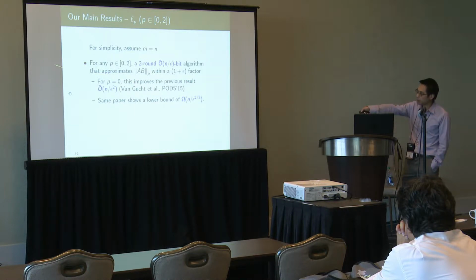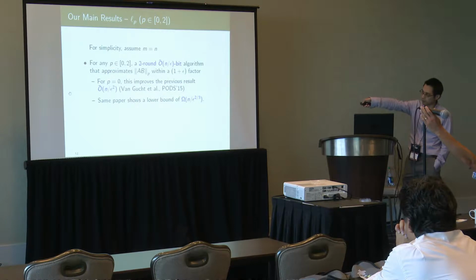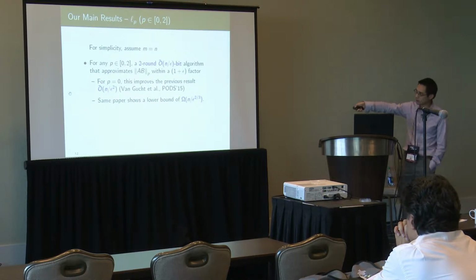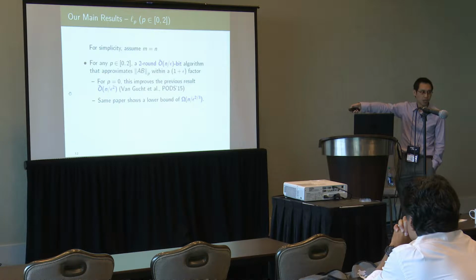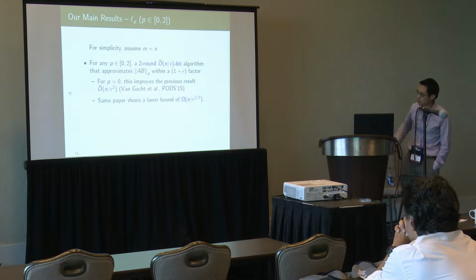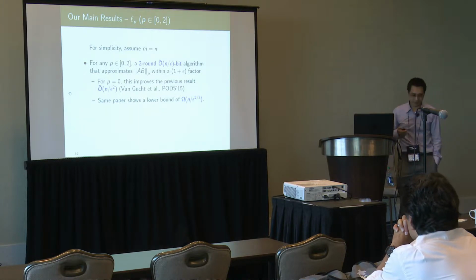For p equal to 0, there is a previous work, which is the only previous work for this problem. The previous work needs a larger amount of communication, so basically we shave off a factor of epsilon from the previous result. The same paper also showed a lower bound of n over epsilon to the power 2/3. This is a strange exponent.